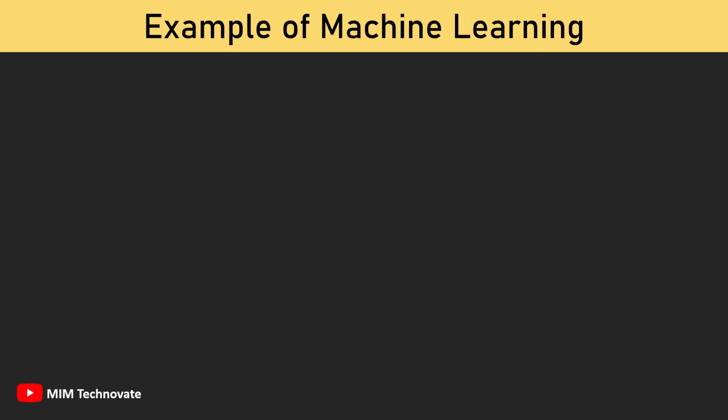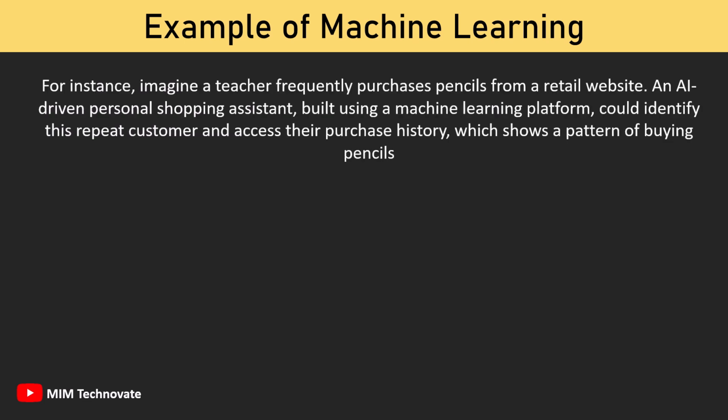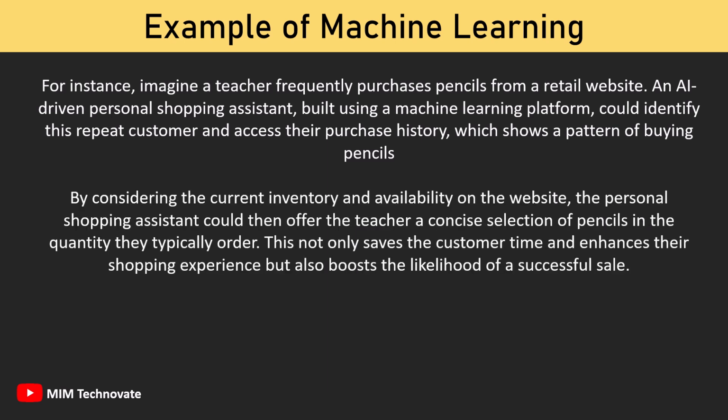Example of machine learning. For instance, imagine a teacher frequently purchases pencils from a retail website. An AI-driven personal shopping assistant, built using a machine learning platform, could identify this repeat customer and access their purchase history, which shows a pattern of buying pencils. By considering the current inventory and availability on the website, the personal shopping assistant could then offer the teacher a concise selection of pencils in the quantity they typically order. This not only saves the customer time and enhances their shopping experience, but also boosts the likelihood of a successful sale.